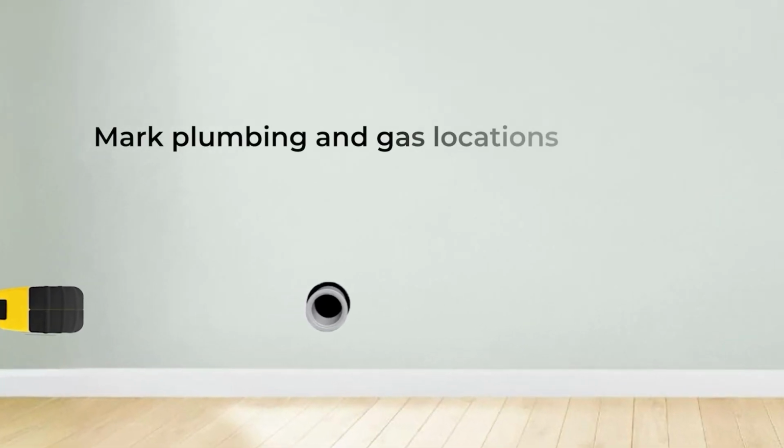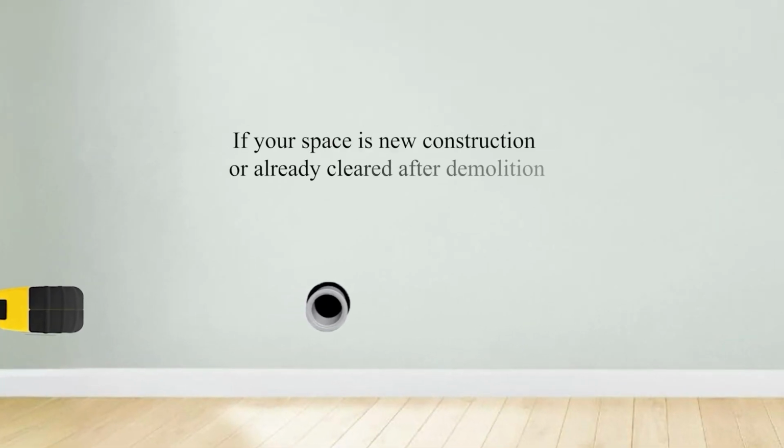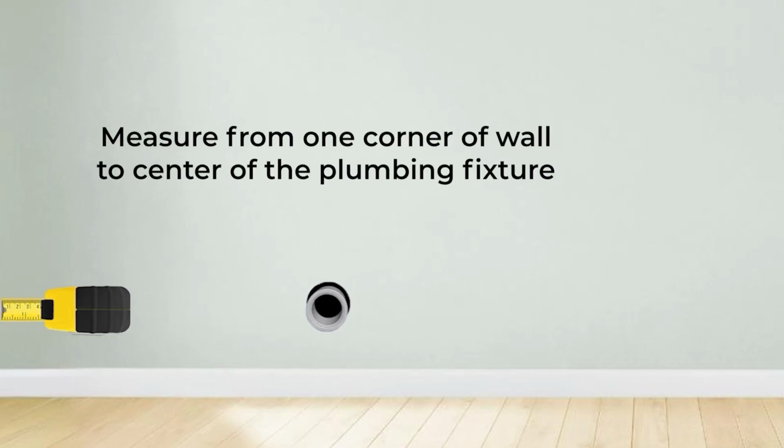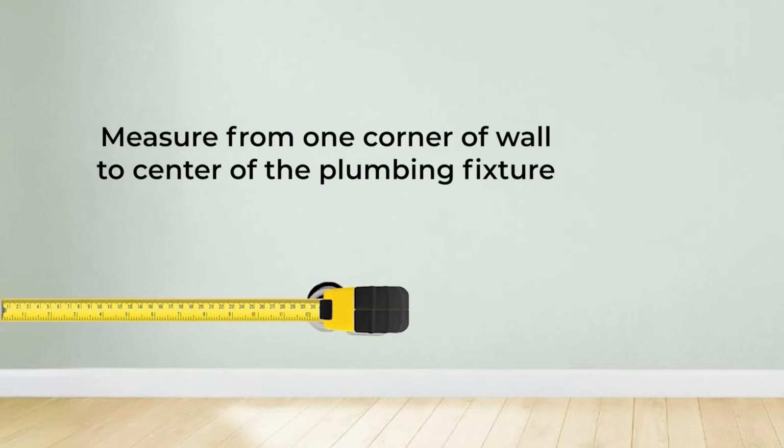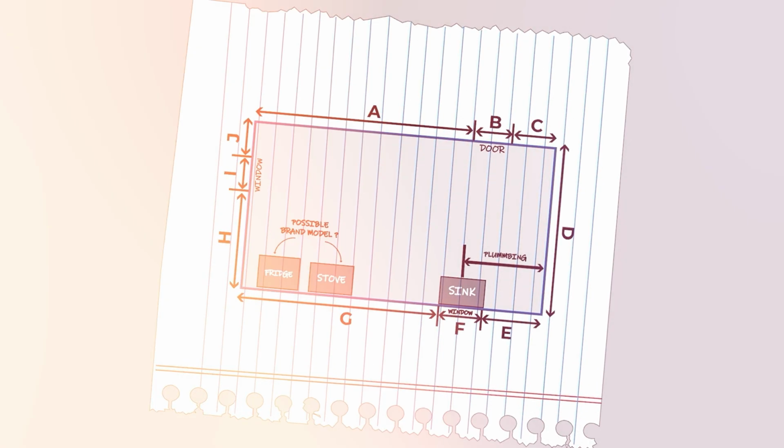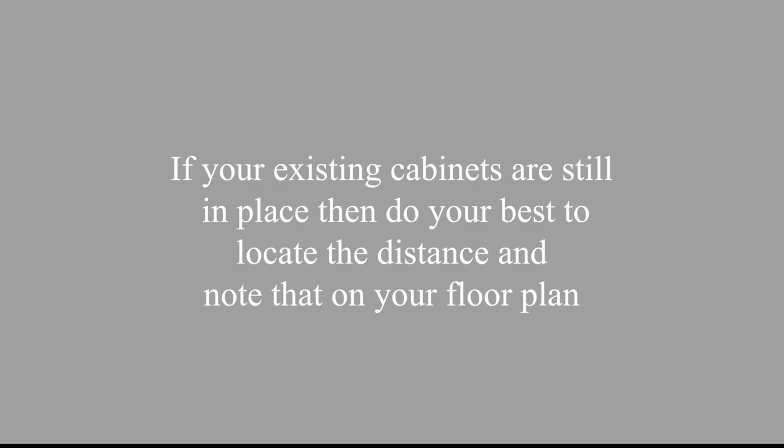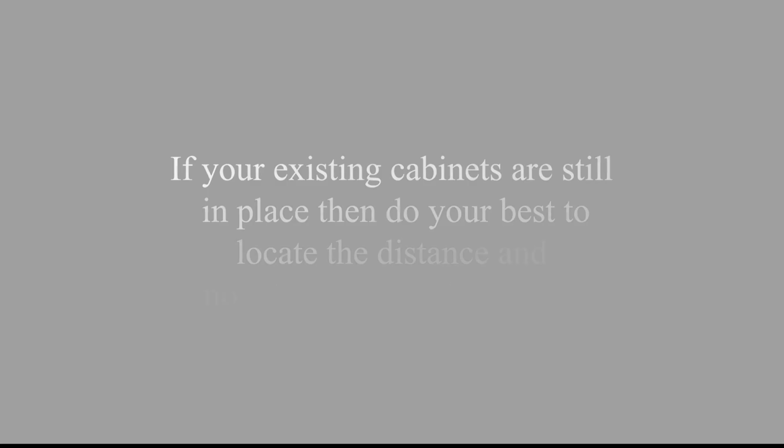Mark plumbing and gas location. If your space is new construction or already cleared after demolition, then measure from the corner of a wall to the center of the plumbing fixture. Note these measurements on your floor plan. If your existing cabinets are still in place, then do your best to locate the distance and note that on your floor plan.